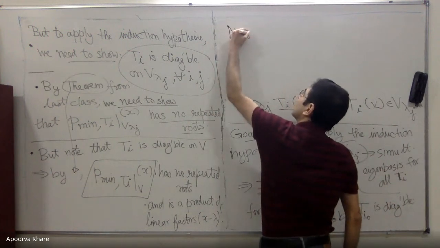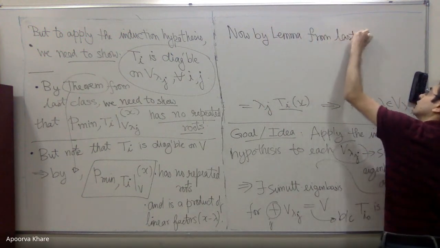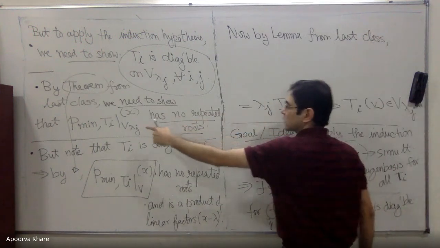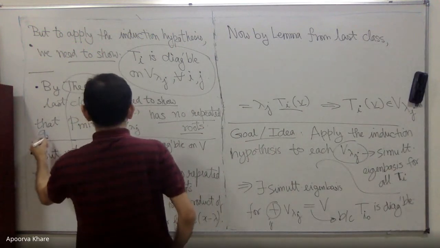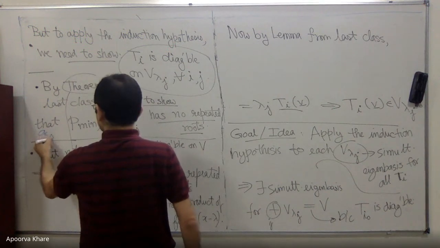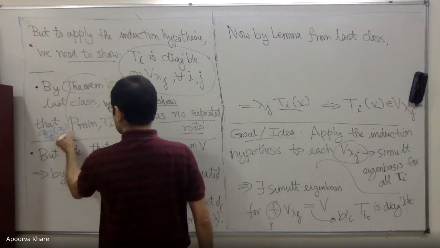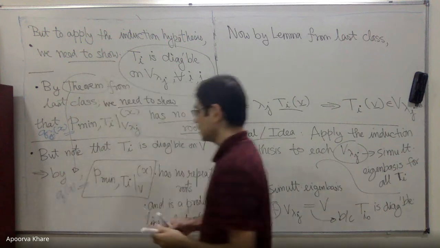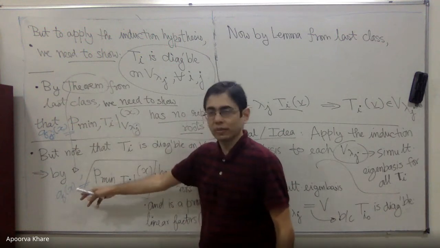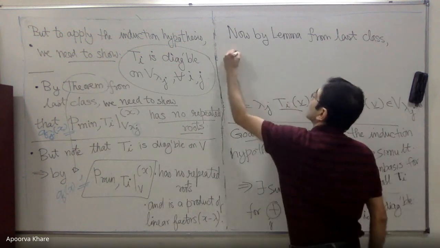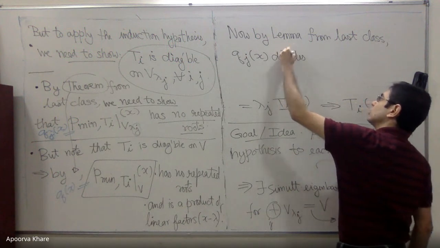And now by the lemma from last class, let's give both of them names. Let's call this Qj of x for lambda j, and let's call this Q of x. So I know that Q of x has no repeated factors and is a product of linear factors. Qj of x must divide Q of x, so it has the same property.